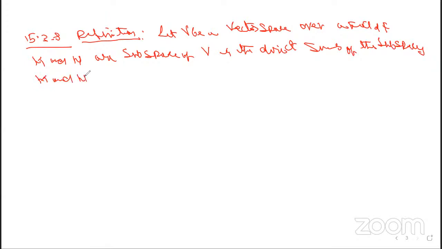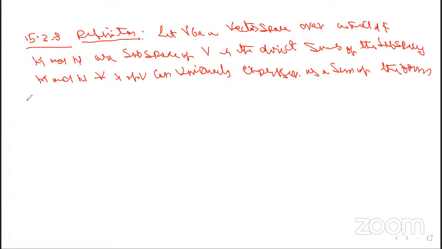If every vector x of V can be uniquely expressed as a sum of the form u plus v, where u belongs to capital M and v belongs to capital N. In other words, we can write V equal to M plus N, and M intersection N equal to 0.